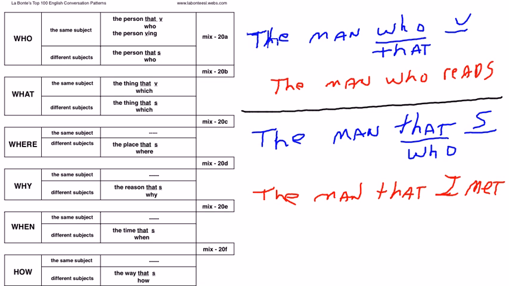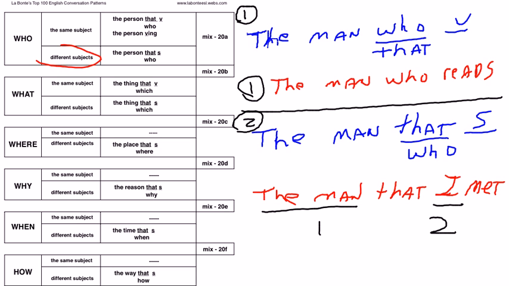What I mean by that is, in the first example here, the man who or the man that and a verb. The man who reads is an example. This is one person. In the different subjects that we find below, in number 2, the man that sentence, the man who sentence, the man and I are 2 different people. So the pattern dictates a different pattern to be used, in that there's 1 or 2 people.